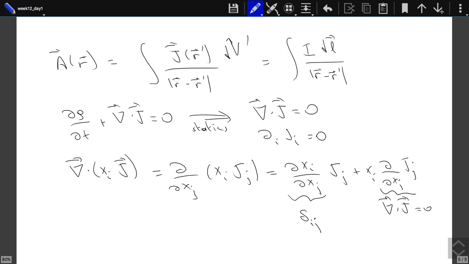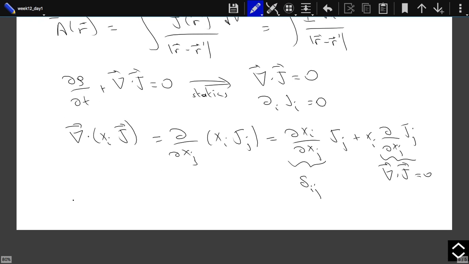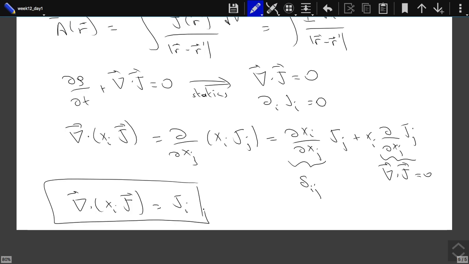And keep in mind that I'm summing over j. So when I make that summation, the divergence of x_i j is equal to j_i. This is one property of j that I will be using. Now let me show another property of j.